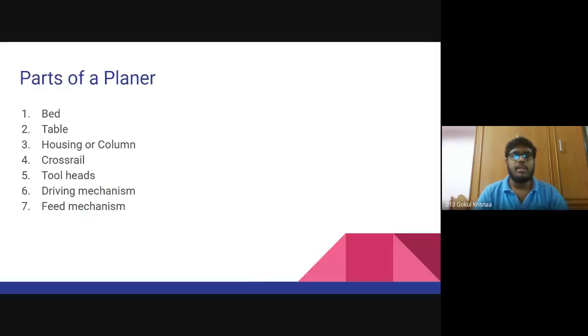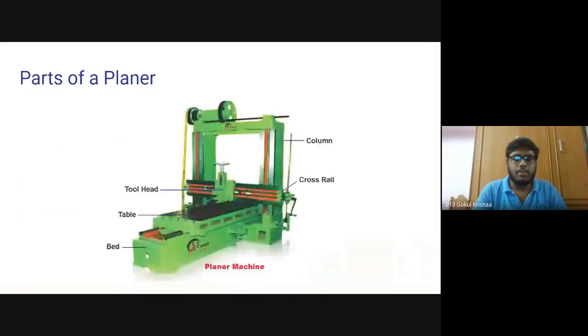Now let's see various parts of a planer machine. The first one is a bed, and then we have the table, and then we have the housing or column, and also we have a cross rail. We have a tool head, we have the driving mechanism, and we have the feed mechanisms. Now let's see about each and every part elaborately.